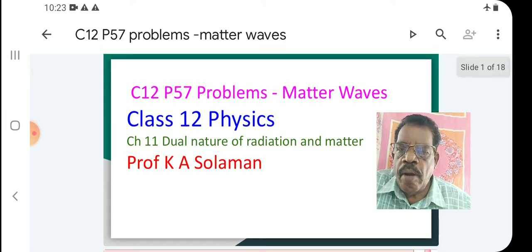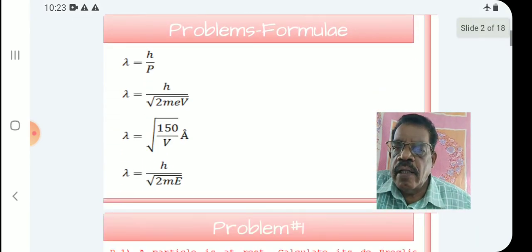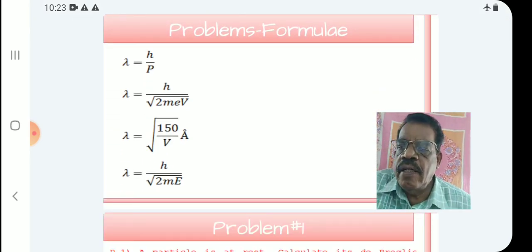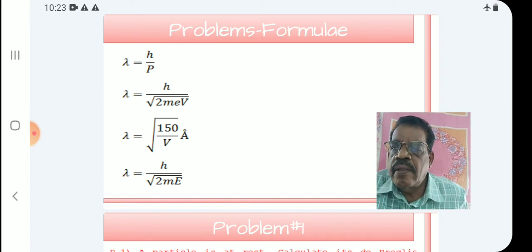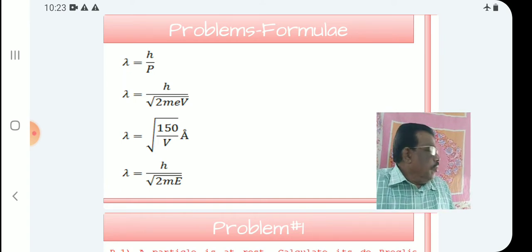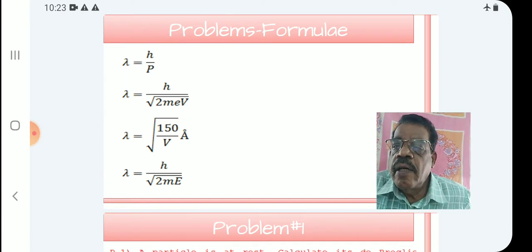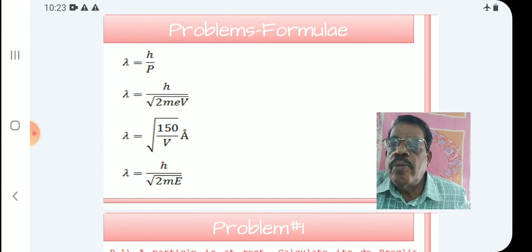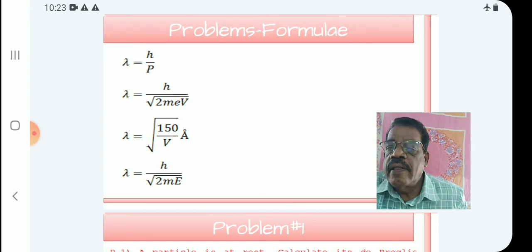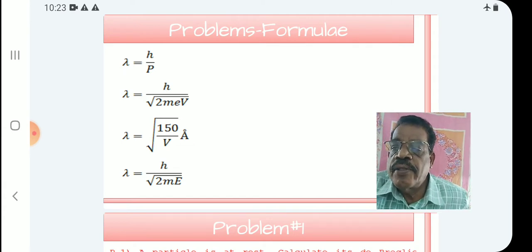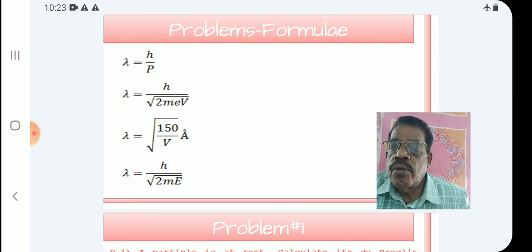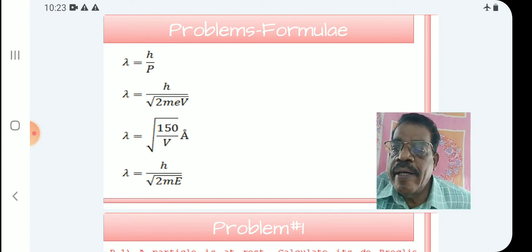Matter waves problems, and these are the important formulas we have studied in this topic. The relations are the de Broglie wavelength of matter waves. Lambda is h by p, the first equation. The second equation is lambda is h by root of 2MeV. The third is lambda is root 150 by V angstrom, and the last equation we have written as lambda is h by root of 2mE.